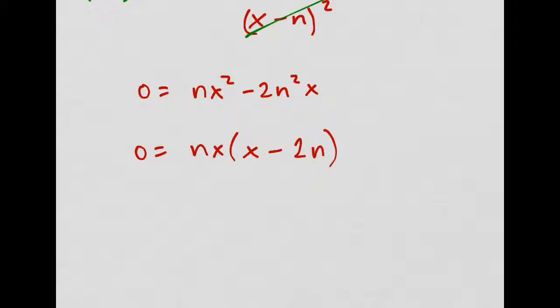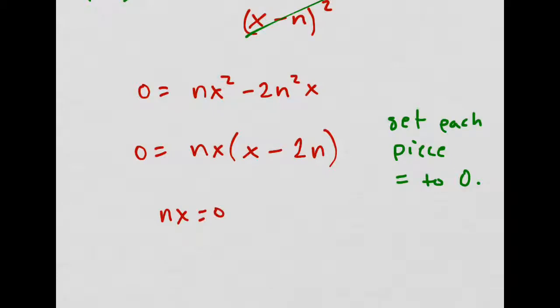Remember, we have 0 on this side, and we have multiplication. It's two things, this thing and this thing, being multiplied together, and it equals 0. The only way for that to happen is if this is 0 or this is 0. So I set each piece equal to 0. That's how you solve quadratics. It's called the zero product property.